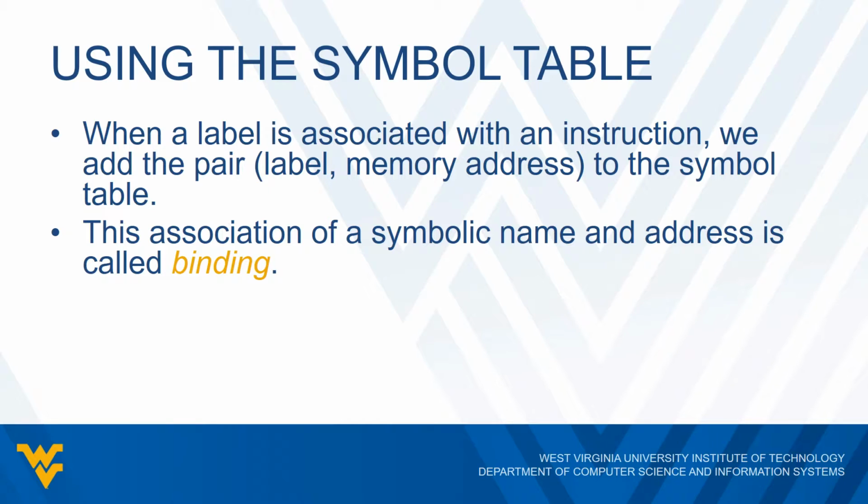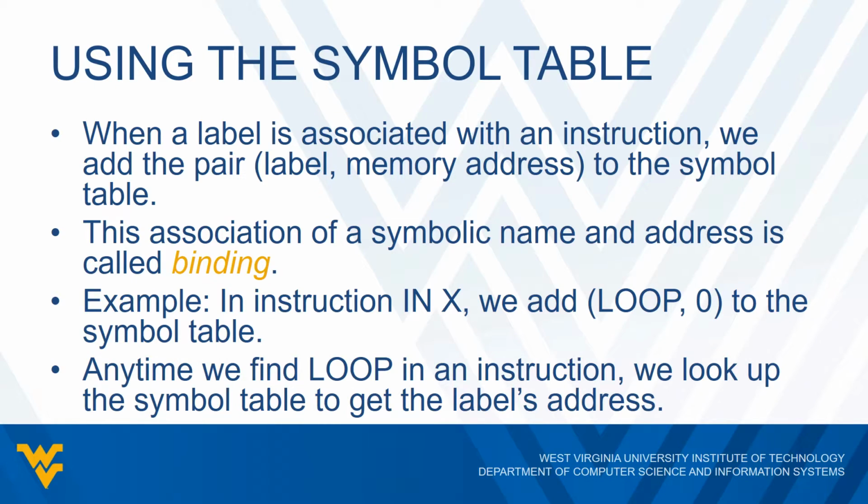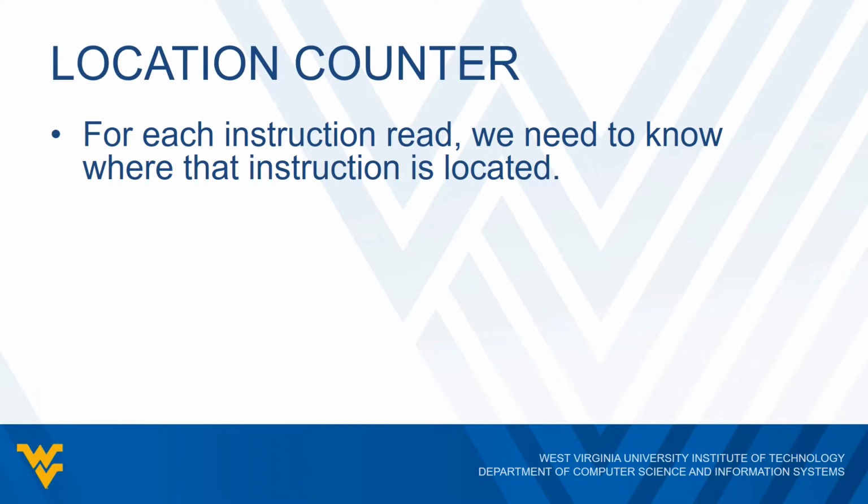So when we add an entry into the table, we're basically adding a binding that exists in our program. Like from our example, when we had our instruction in X, we would add loop 0 to the symbol table. Anytime that we find loop in an instruction, we will look up the symbol table to get the label's address.